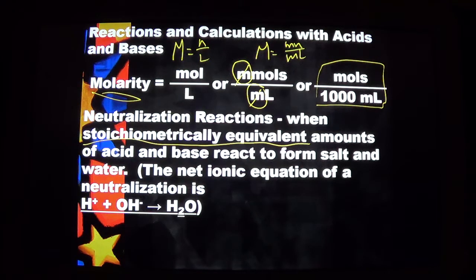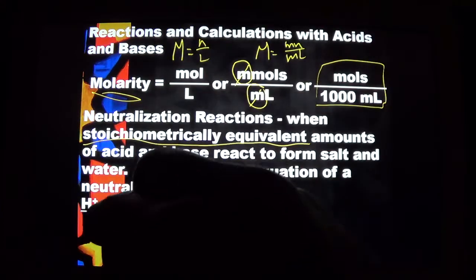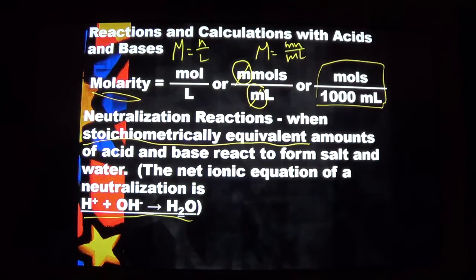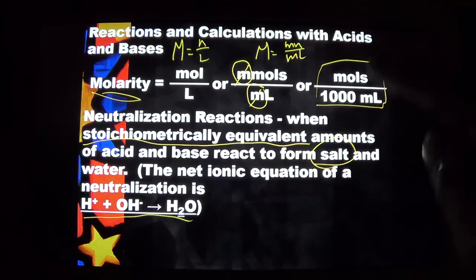When we neutralize an acid with a base, or a base with an acid, we get this ionic equation. We will form a salt, but the salt will be soluble, and so therefore, as a net ionic equation, just know the net ionic equation of an acid and a base is H+ plus OH- yields water. And that's all good there.